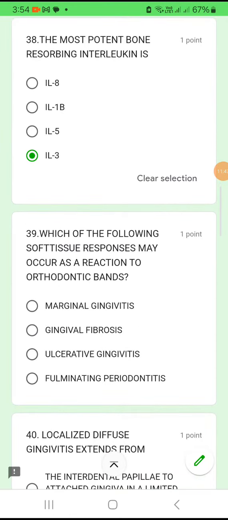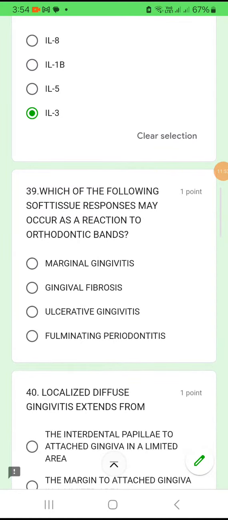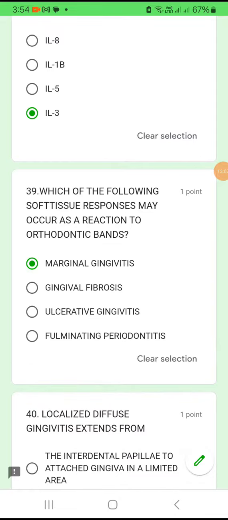Okay. Question number 39. Which of the following soft tissue responses may occur as a reaction to orthodontic band? Okay. Marginal gingivitis, gingival fibrosis or ulcerative gingivitis or fulminating periodontitis. So, if you have orthodontic band, what will be the soft tissue response? Mainly you will get marginal gingivitis.